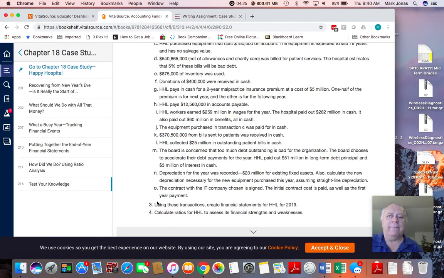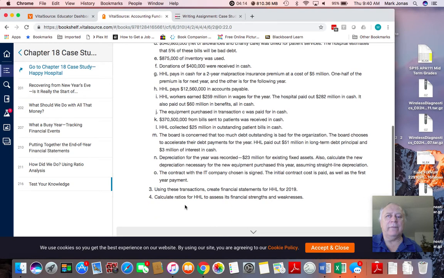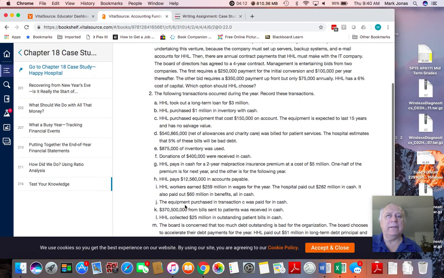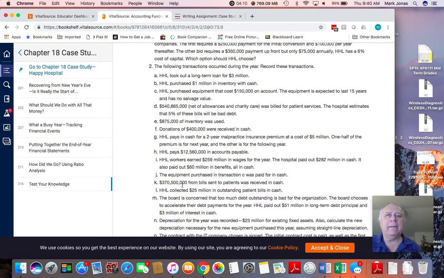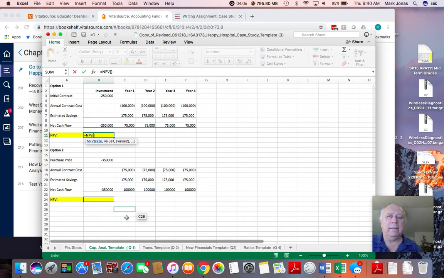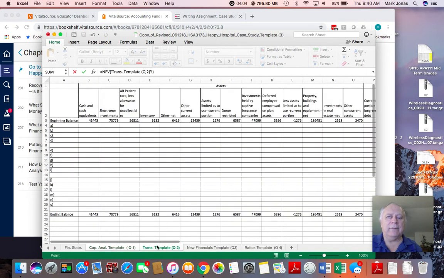For 3 and 4, the spreadsheet, I'm sorry, just for 3, the spreadsheet is set up to do most of these calculations for you. And then question 4, you have to write a kind of an essay type response to that. So if we go to the spreadsheet and go to this template for question 2, here are the transactions that have to be entered.